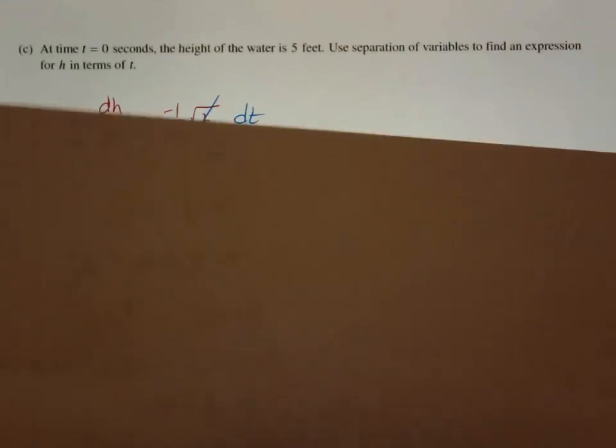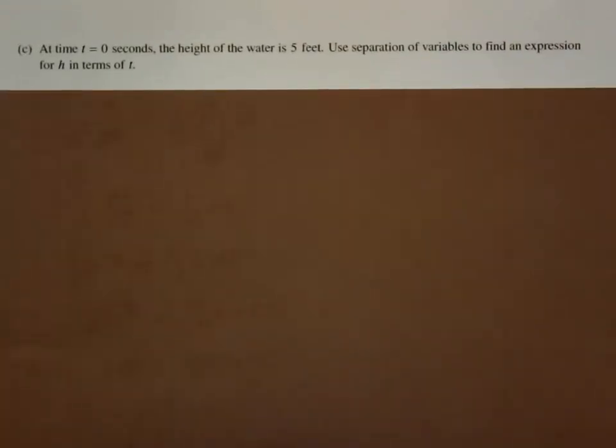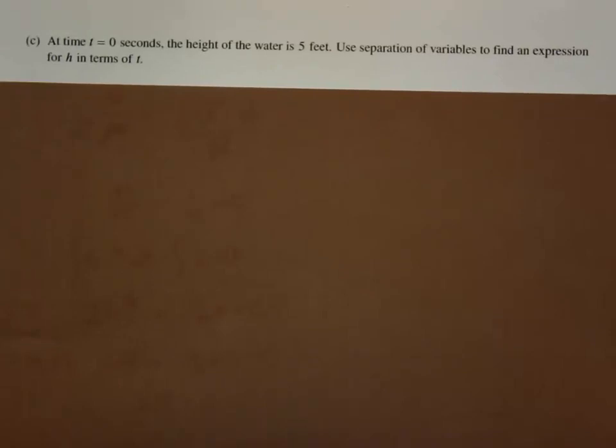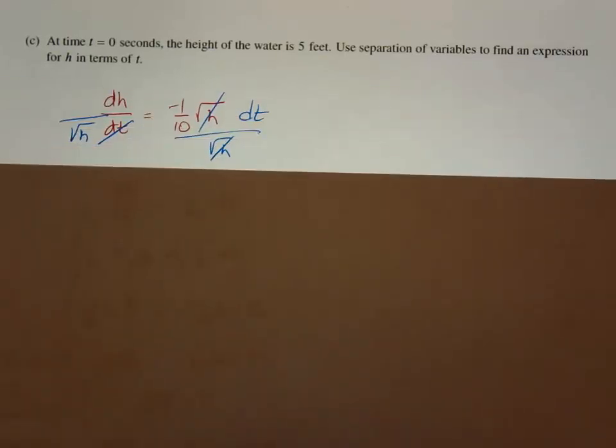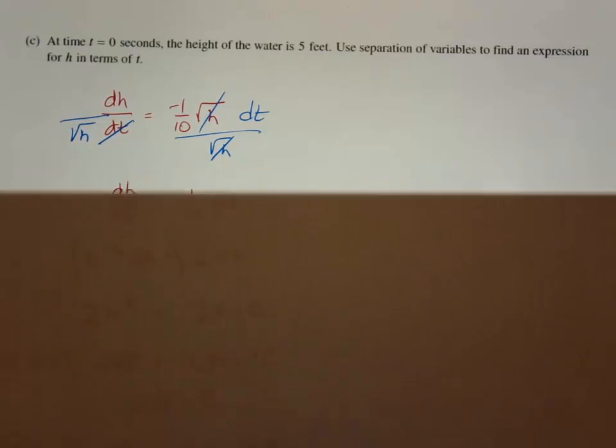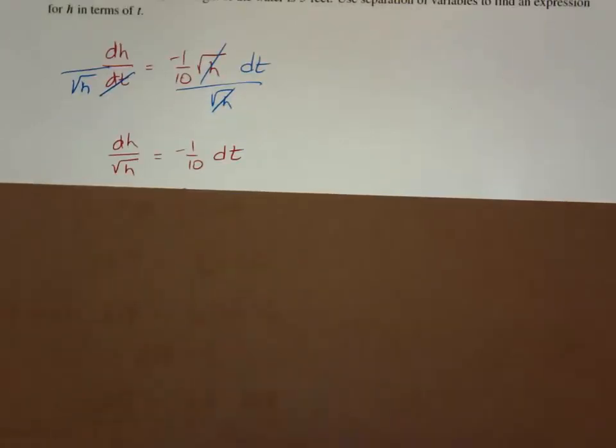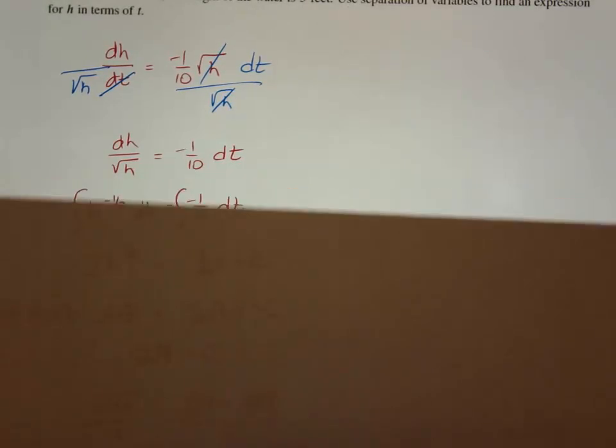moving on. So letter C, make it a little bigger. At time t equals 0 seconds, the height of the water is 5 feet. Use separation of variables to find an expression for h in terms of t. So they kind of even tell you what to do. Separation of variables means you start out with the original problem, which happens to be in red. You move things around. The dt moves to the other side. Divide both sides by the square root of h, so you get dh over the square root of h equals negative 1/10 dt. Then it's time to integrate both sides.